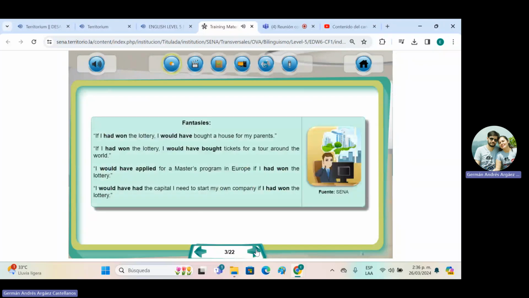Fantasies. If I had won the lottery, I would have bought a house for my parents. If I had won the lottery, I would have bought tickets for a tour around the world. I would have applied for a master's program in Europe if I had won the lottery. I would have had the capital I need to start my own company if I had won the lottery.